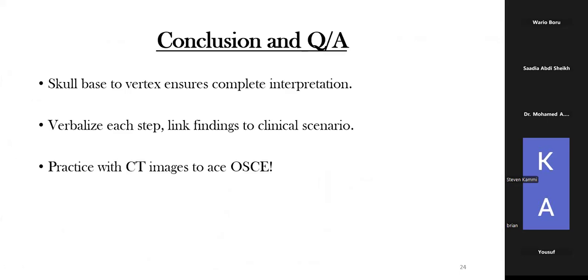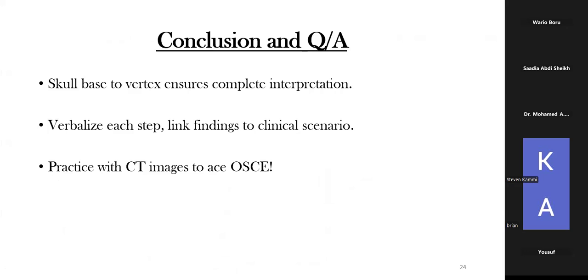So we are almost approaching the time that I was allocated. So I also have to give some time for questions and answers from the audience. In conclusion, you need to move in a systematic manner. Make sure that you go through it in a detailed manner so that you don't miss anything. Do not focus only on the pathology.